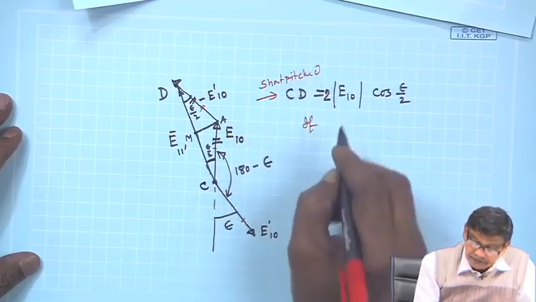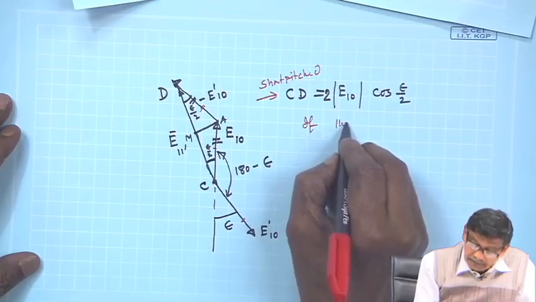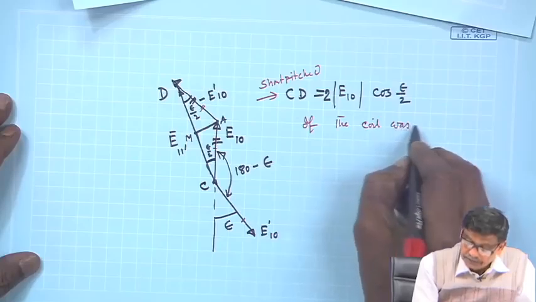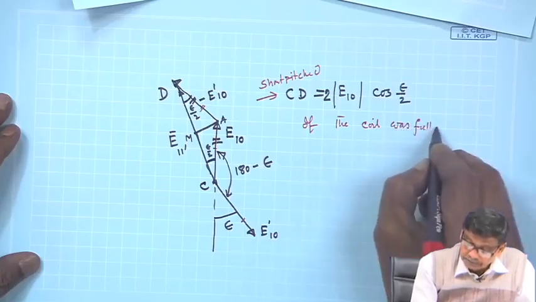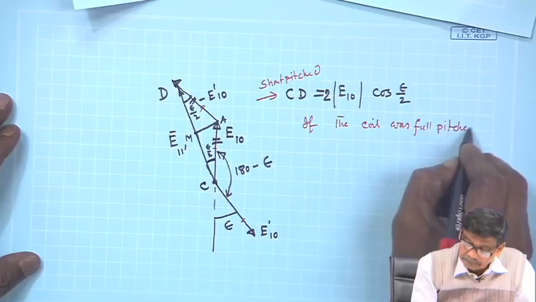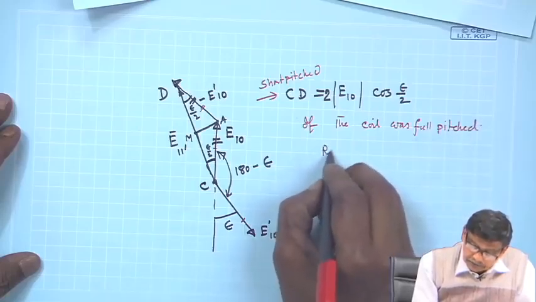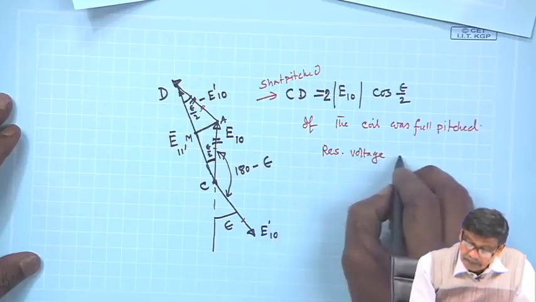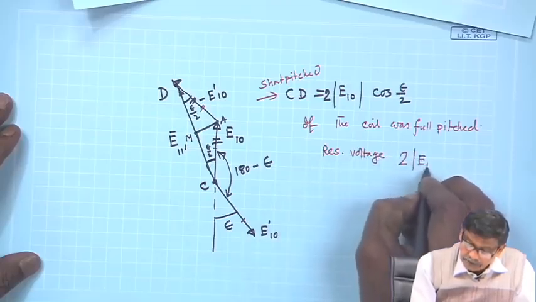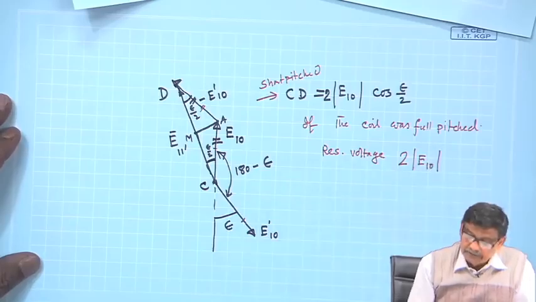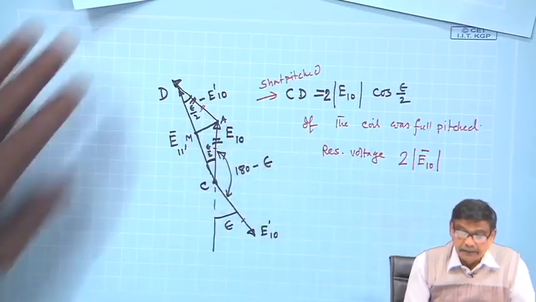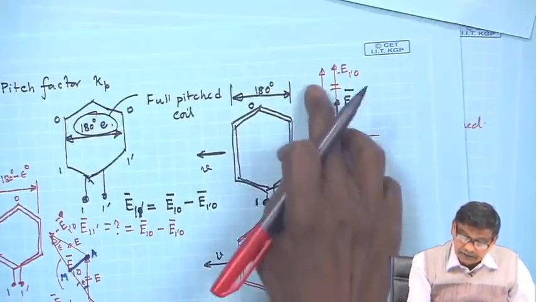If the coil was full pitched, the resultant voltage would have been 2 times the amplitude of E10, that is all. The magnitude of E10 and E1-0 are the same. It would have been twice that voltage. This is the phasor diagram of that.